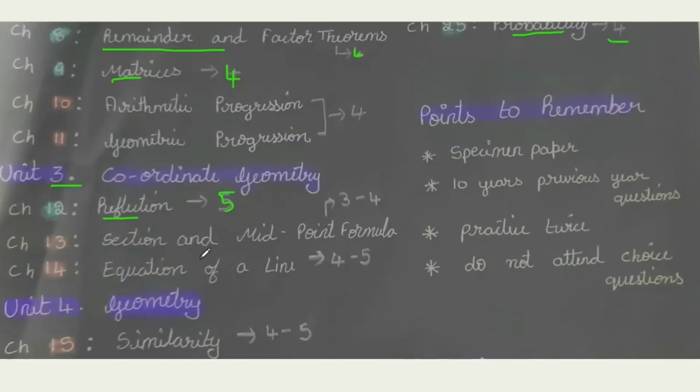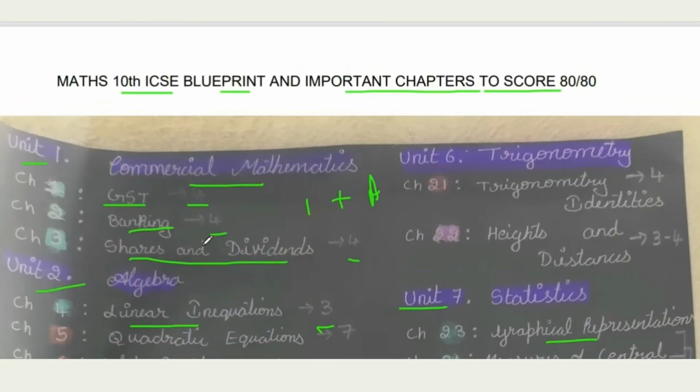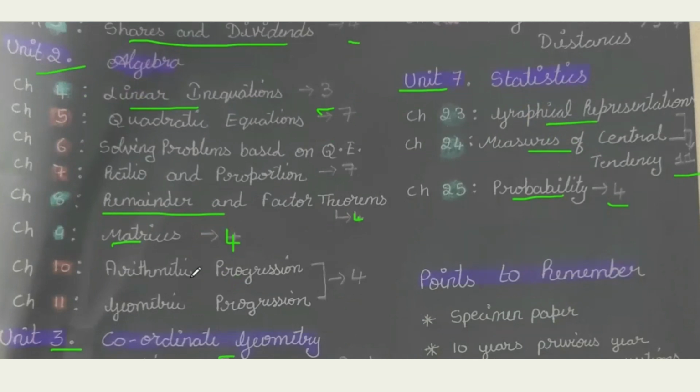And the next is can do questions. So let's come to unit 2, algebra. In this we have quadratic equations. In quadratic equations, chapters 5 and 6, including both these chapters we are going to get 7 marks.